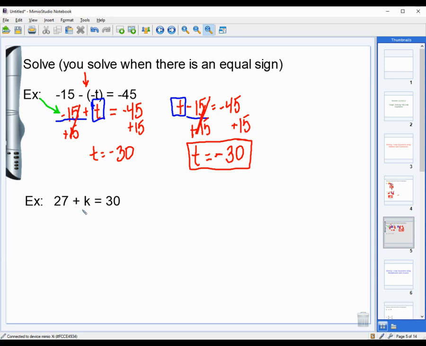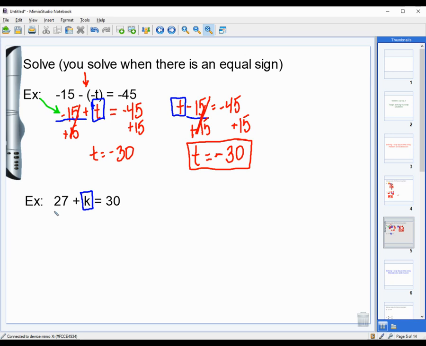27 plus k is equal to 30. So there's two ways we could do this. We could either just look at it the way it is, or we could rewrite it and do it that way. So let's go ahead and just try to work with this the way it is. 27 plus k is equal to 30. Let's go ahead and outline our present here. So it looks like k would be our present.